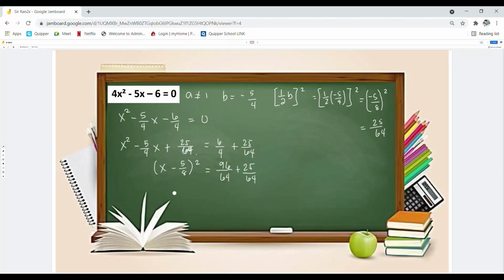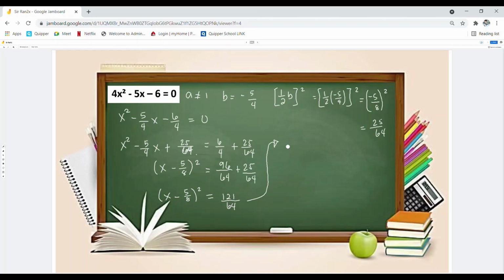Copy the left side first. Your left side is x minus 5 over 8 squared. And so, you add the numerators. If you add the numerators, 96 plus 25 is 121, over 64. Then it's fine, because your next step is to extract the square roots of both sides since it's already a square of a binomial, and then simplify the right side.